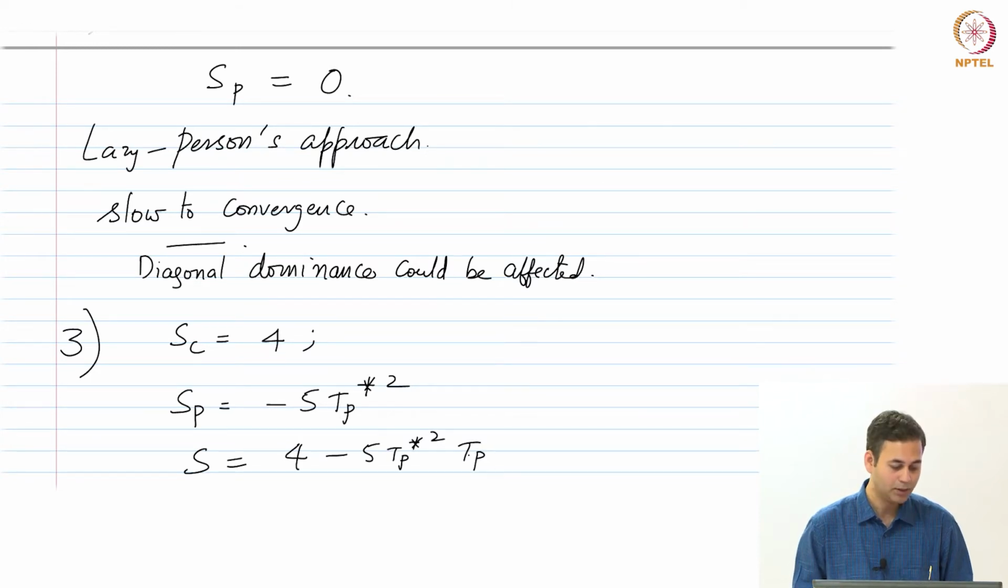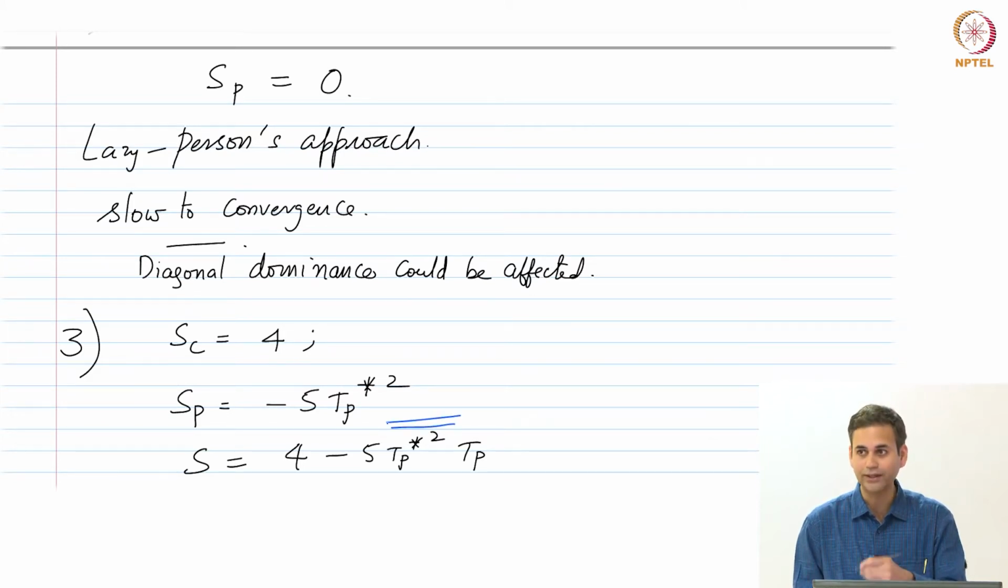That is my whole original model. I just say 4 is my constant, minus 5 Tp cube, I would just get minus 5 Tp star square, and then this is my SP. Can you use this model? You can use it, but the only thing is that this particular curve, this particular line, is kind of less steep than what it actually is.